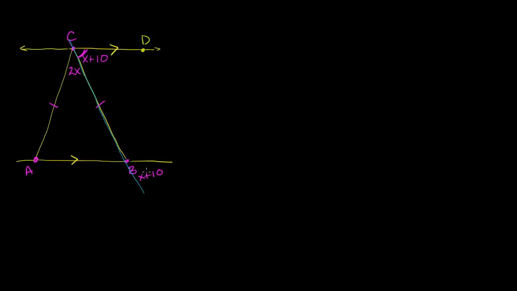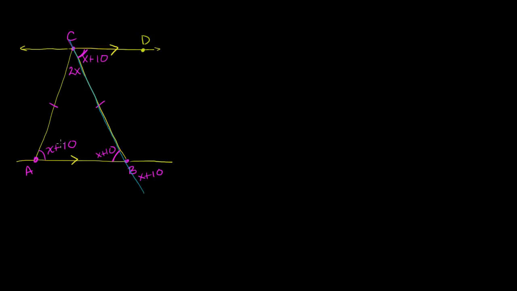And if this is x plus 10, then you have a vertical angle right over here that would also be x plus 10. Or you could say that you have alternate interior angles that would also be congruent. Either way, this base angle is going to be x plus 10. Well, it's an isosceles triangle, so your two base angles are going to be congruent. So if this is x plus 10, then this is going to be x plus 10 as well. And now we have the three angles of a triangle expressed in terms of x.